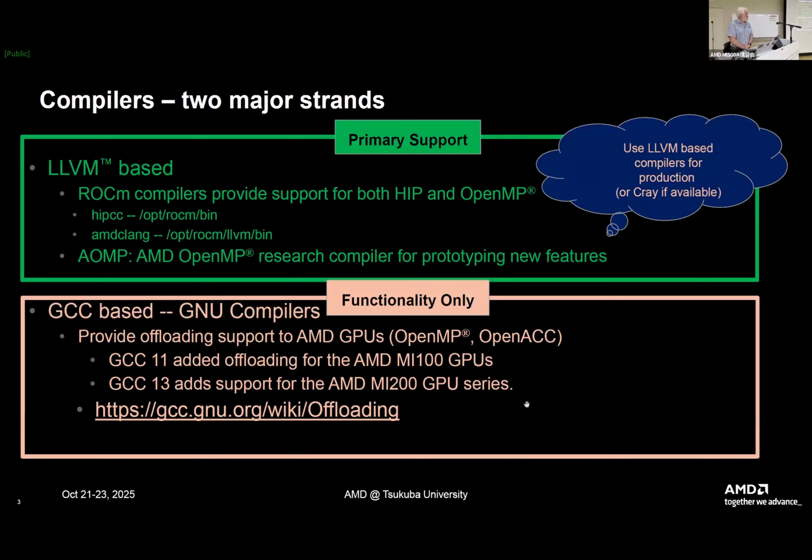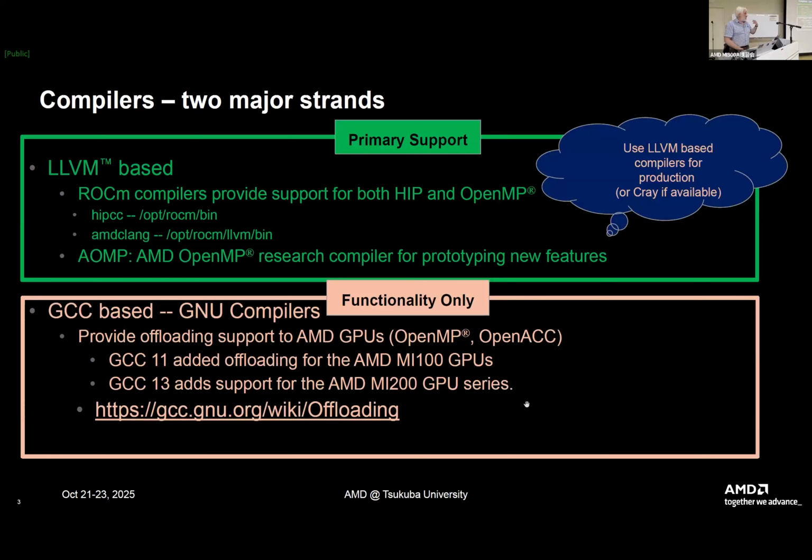AOMP is our research compiler that is testing things out for the actual release. And you can build that. We are not doing that currently because we're using this new AFAR drop with the Fortran compiler in it.